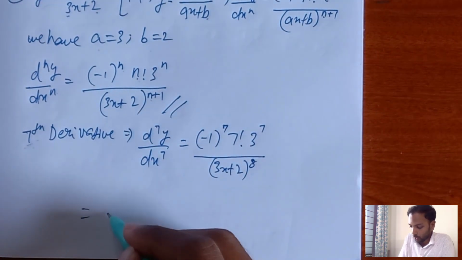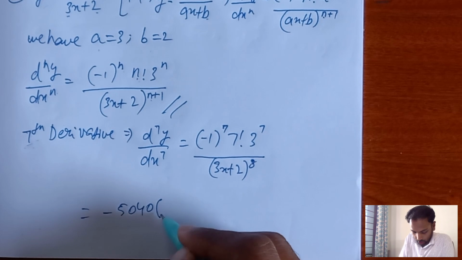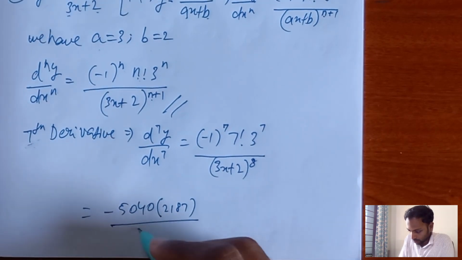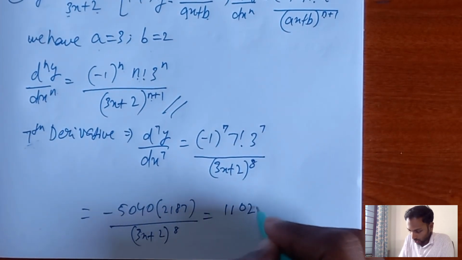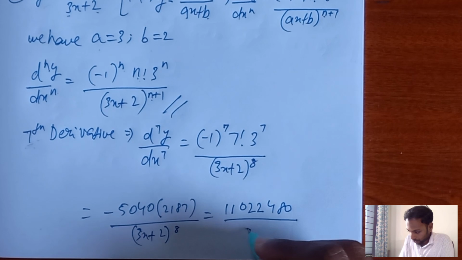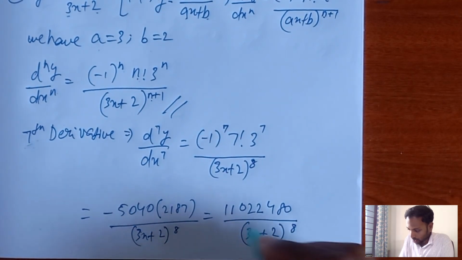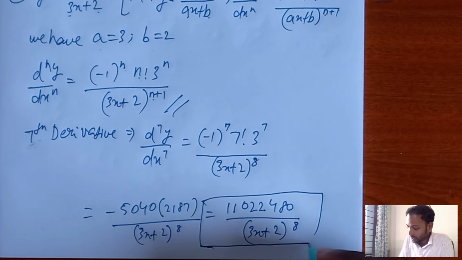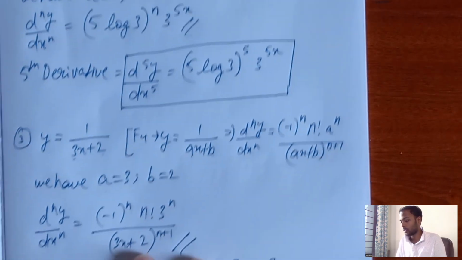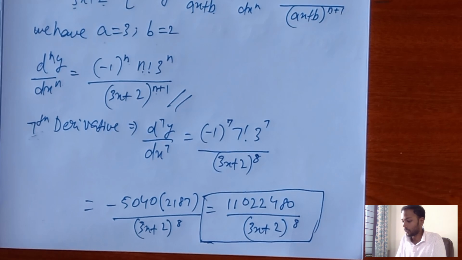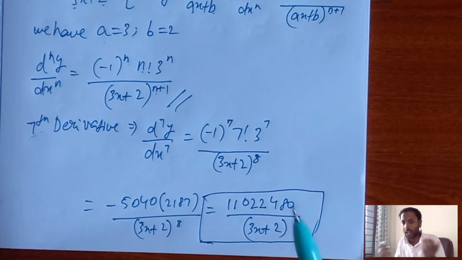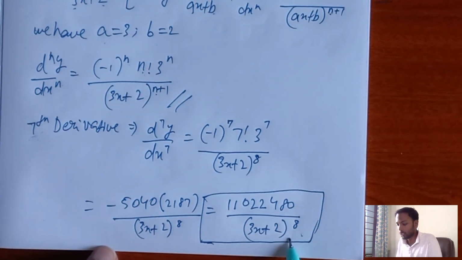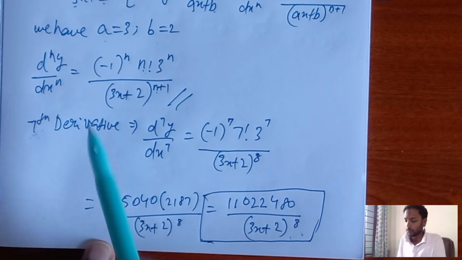If you solve this, this would be the final answer, over 3x plus 2 whole power 8. So this is the seventh derivative of the given function. Just use a calculator: 7 factorial value is 5040 and 3 power 7 is 2187. Just use a calculator and find the answer. So this is the seventh derivative and this is the nth derivative. So moving on to the next question.